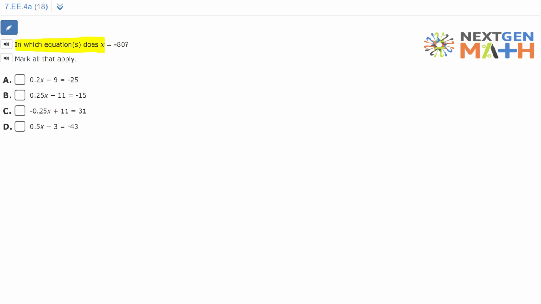In which equations does x equal negative 80? Mark all that apply. So let's work on this first problem. We have 2/10 x minus 9 equals negative 25. So we're going to solve for x first by adding 9 to each side.